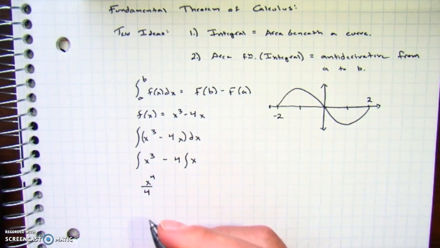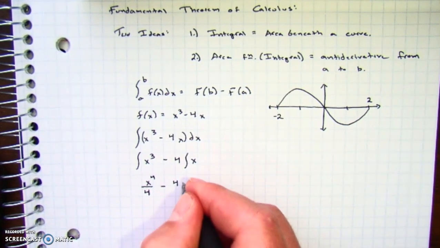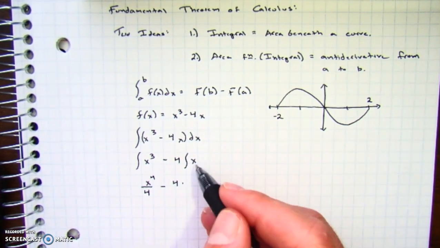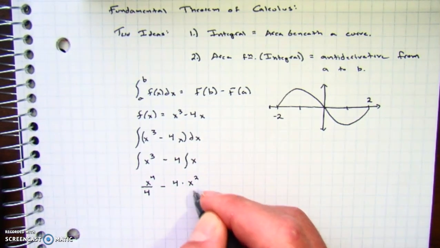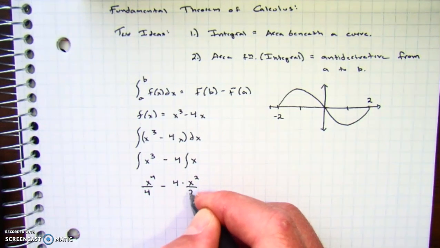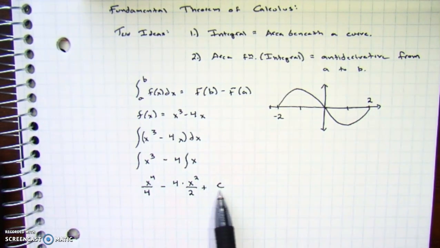All right, then I've got 4 times, same thing up here, x to the 1, so I'm going to add 1 to it, so that's 2, and I'm going to divide by it. Then don't forget that c. Don't forget to add that one, there's a constant there that we can't really see.